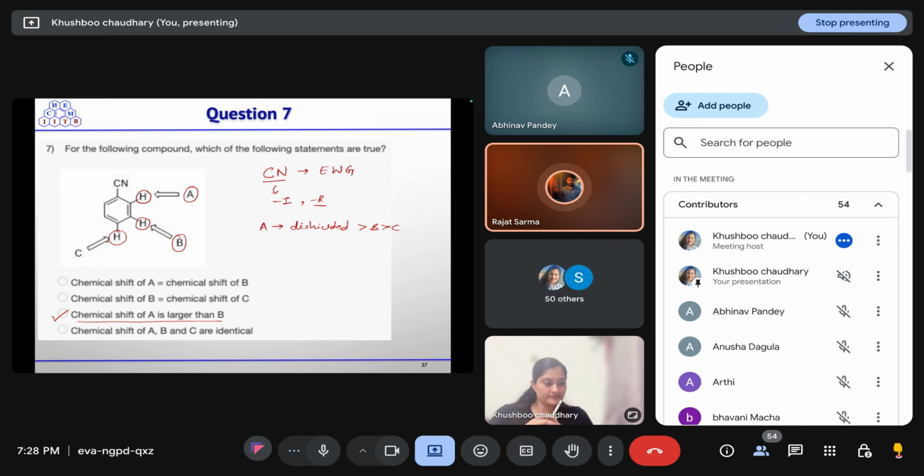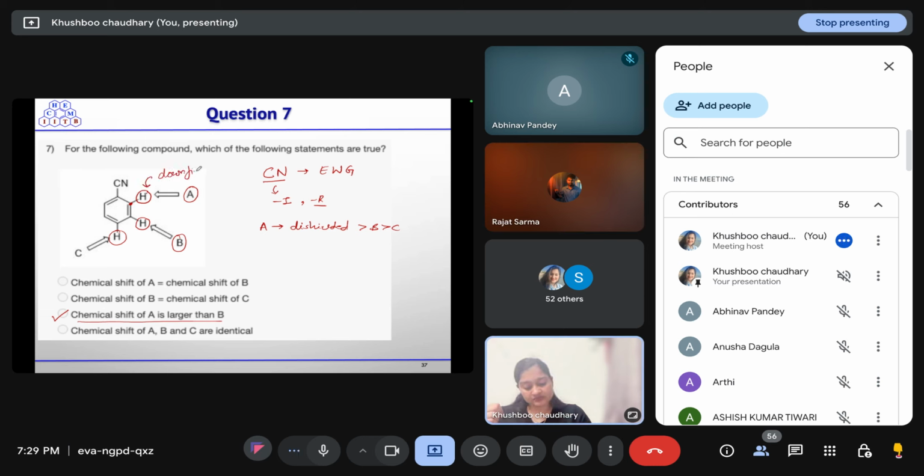Can you explain once again? Cyanide will pull the electron density from the benzene ring through minus I effect, and minus I effect is distance dependent. So the proton that is nearer to the group that is pulling the electrons will be most deshielded because electron density near this proton is least. And if the electron density is least, it will feel the applied magnetic field most. So that means it is deshielded and most downfield. Then meta, then para. Okay, ma'am.